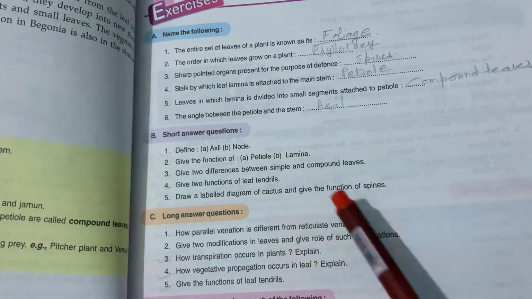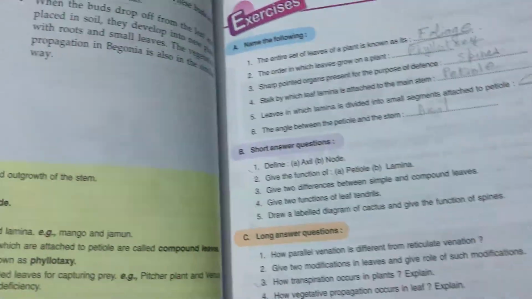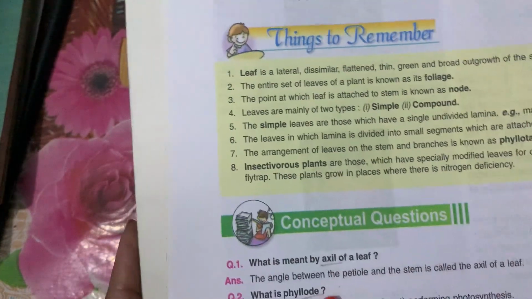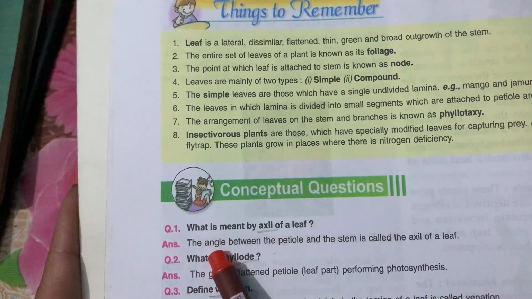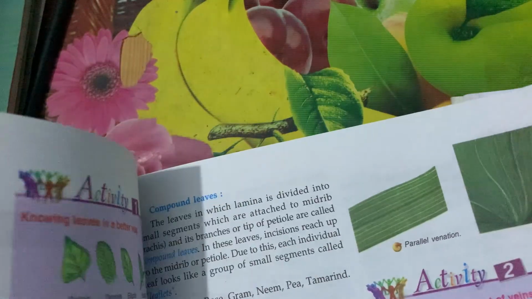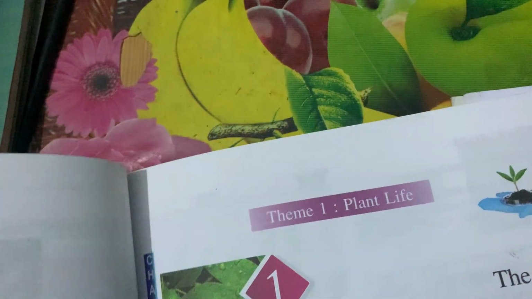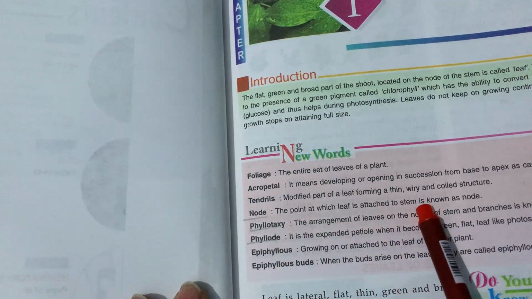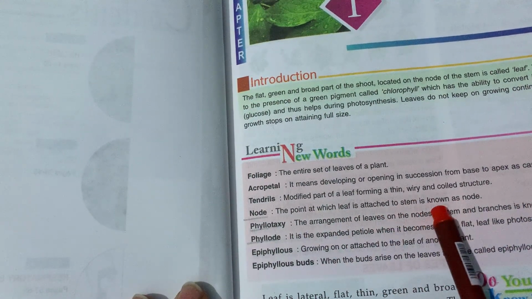Now define axil and node. Now see, this is the axil. The angle between the petiole and the stem is called the axil of a leaf. Node: the point from where the leaf arises is called node. You can see it here, node. The point at which the leaf is attached to the stem is known as node.